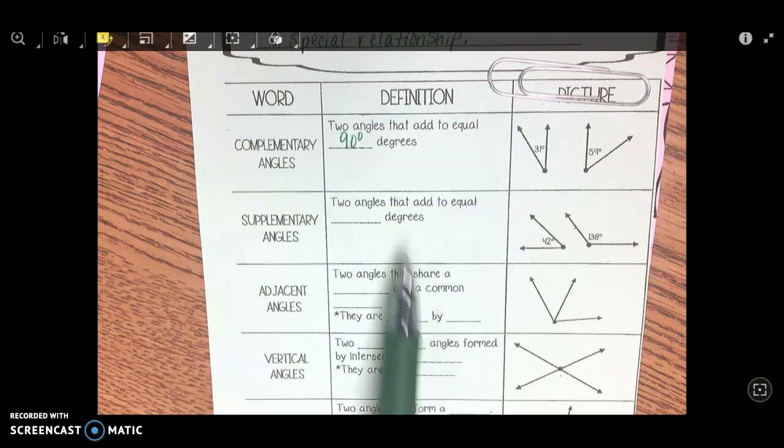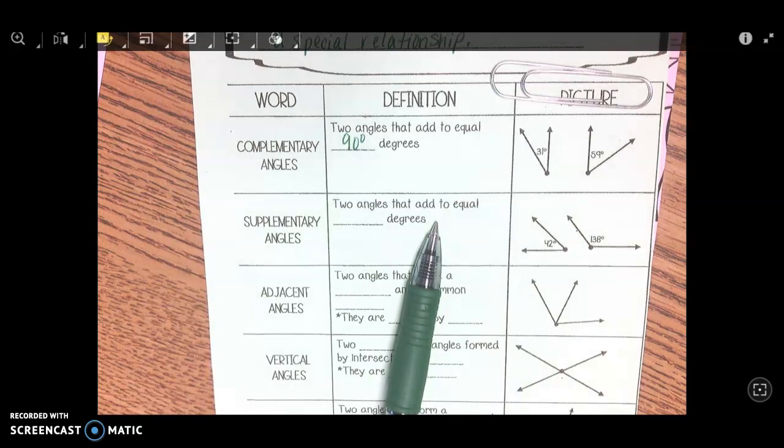Supplementary angles. Two angles that add to equal 180.